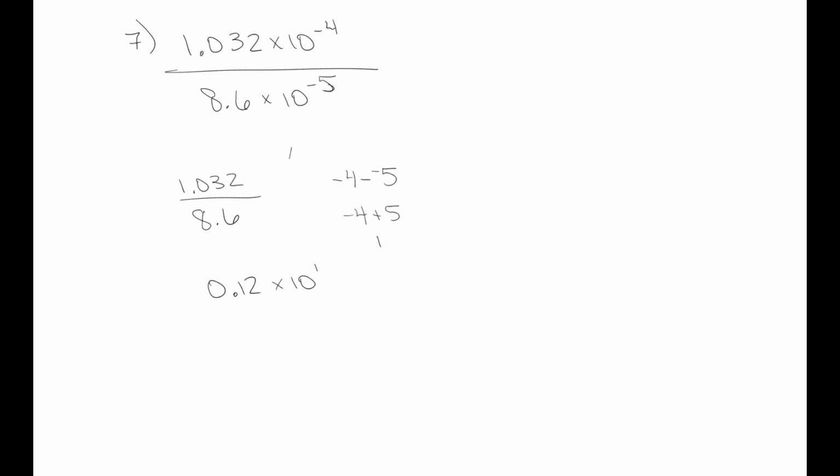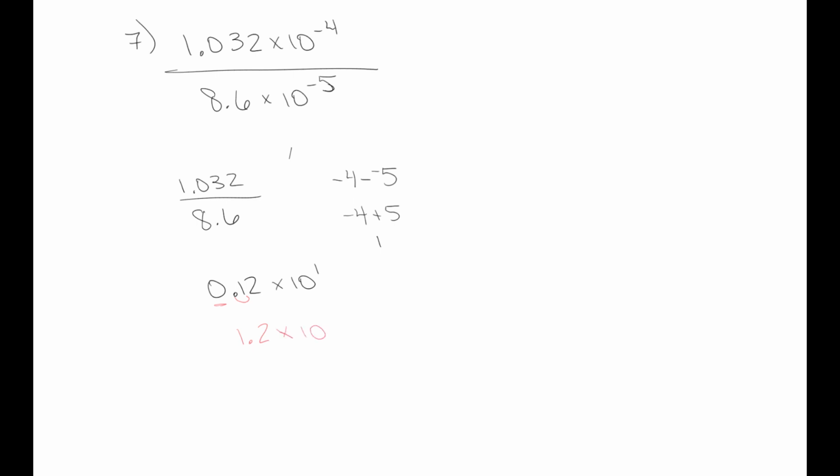So that is not in scientific notation. A lot of students stop there and they say, okay, I'm done. You're not. Why? Because this number right there is not between 1 and 9. So we have to move the decimal point over. So we get 1.2 times 10 to the what?